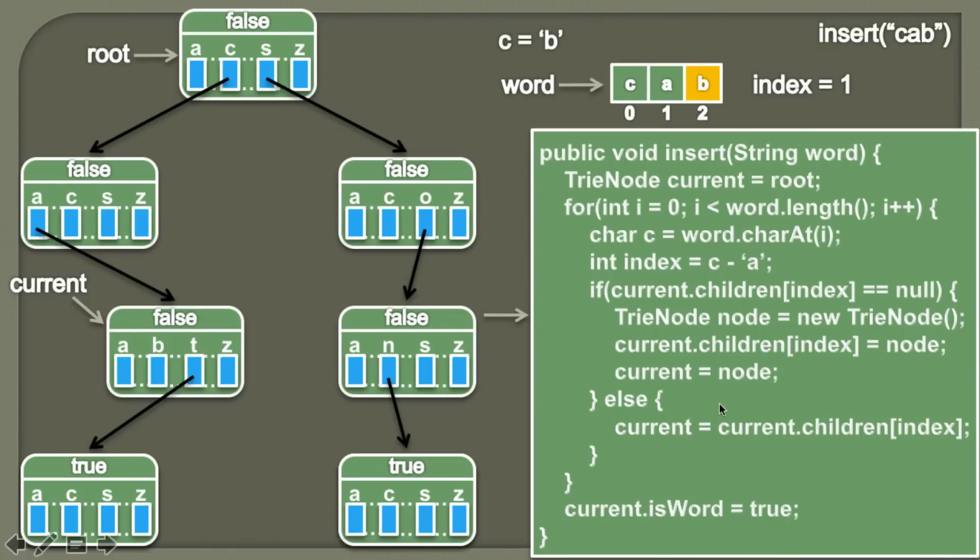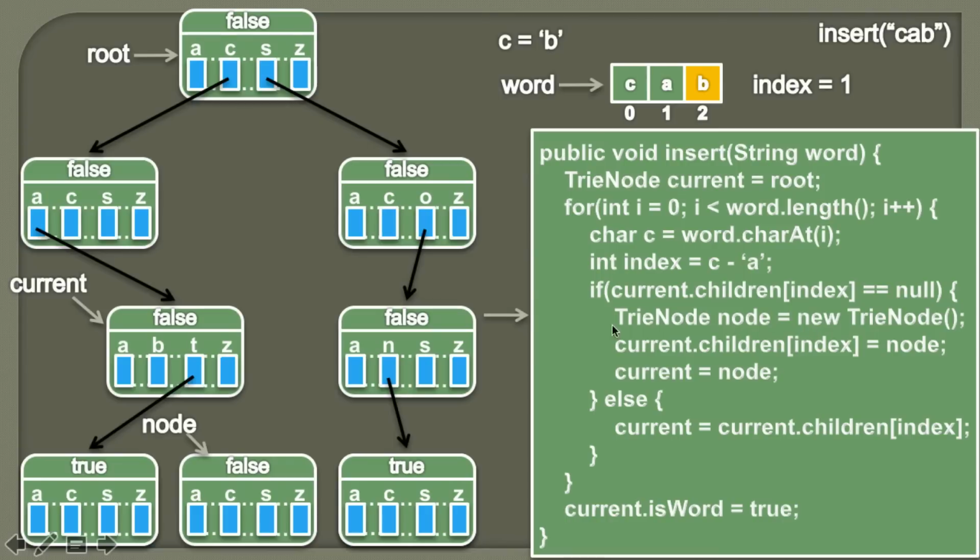Now in order to insert B, we'll first create a new trie node and assign its value to node. And then as we have to insert this trie node into the trie, we'll simply assign the value of node to this trie node array at index 1, which maps to B. So it would look something like this. And then we'll simply traverse current to this newly created trie node.